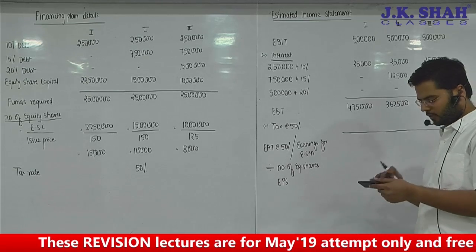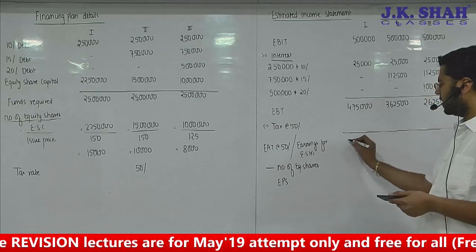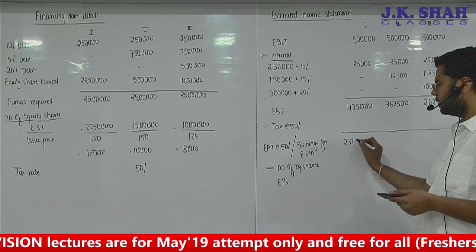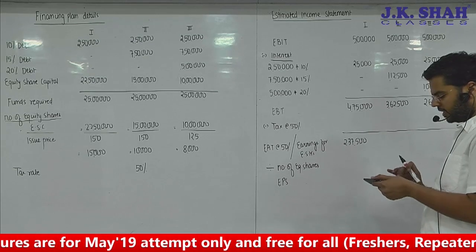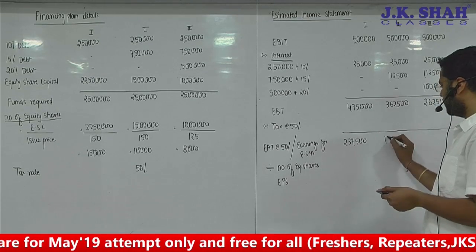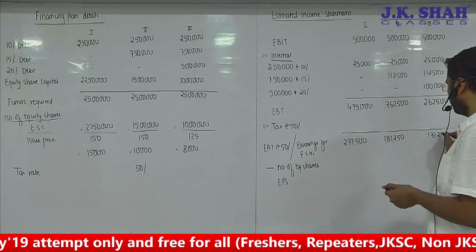So let's do that. So I want 50% of these values, 475. So that's going to be 2,37,500. 362,500. I think that's going to be 181,250. Yes. And this is going to be 131,250.